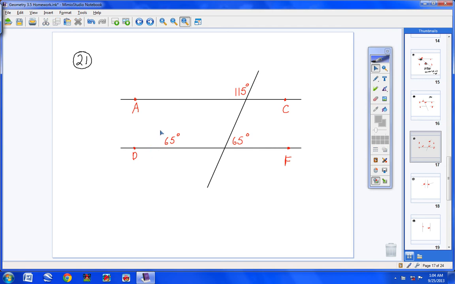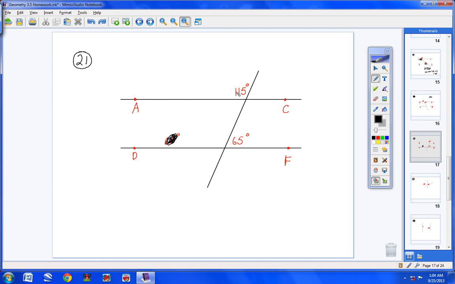And this 65 degrees, I'm not really seeing a big need for that either. So now, that was not a good idea. Now, I'm left with my 2 lines that might be parallel, this line and this line, cut by a transversal, all right? So, let's see if we can find anything here.